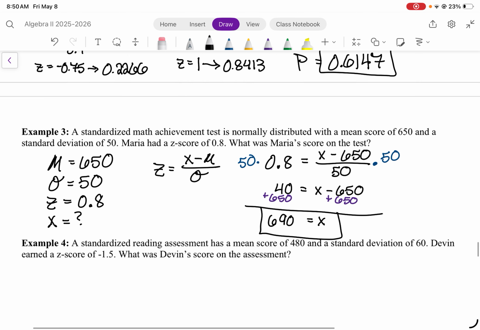If we compare that to the average, it looks like she was above average. And that makes sense. When you're above average, you are going to have a positive z-score. If you are below the average, you are going to have a negative z-score.